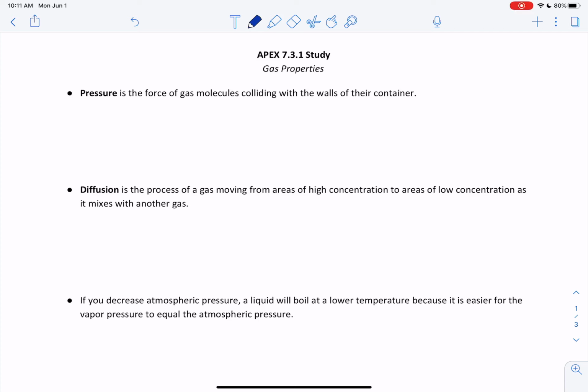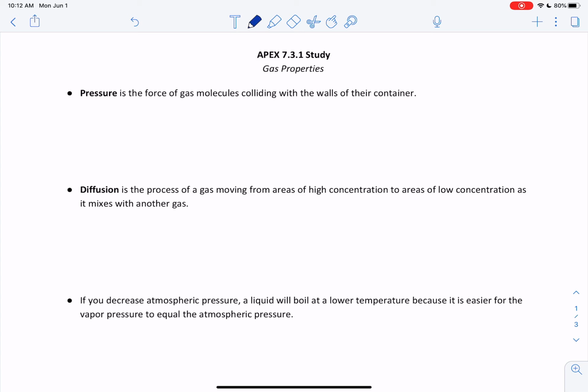Hi everybody, in this video I'm going to go over APEX section 7.3.1 study, which goes over gas properties. This is a pretty short APEX section, so I'm only giving you one day to go through it, and I'm only making one video.